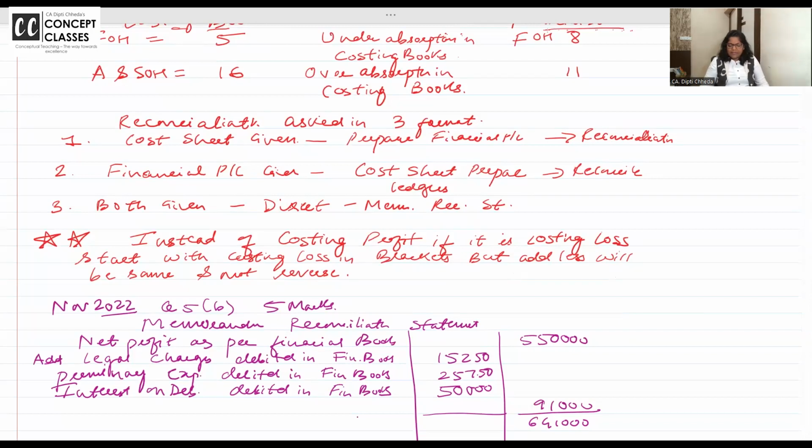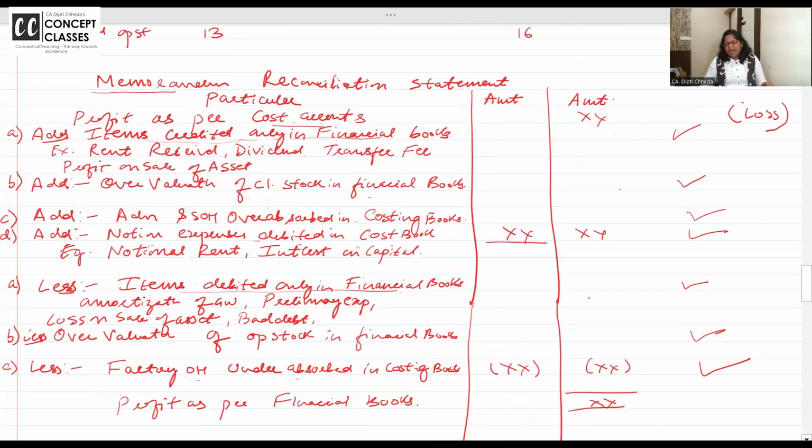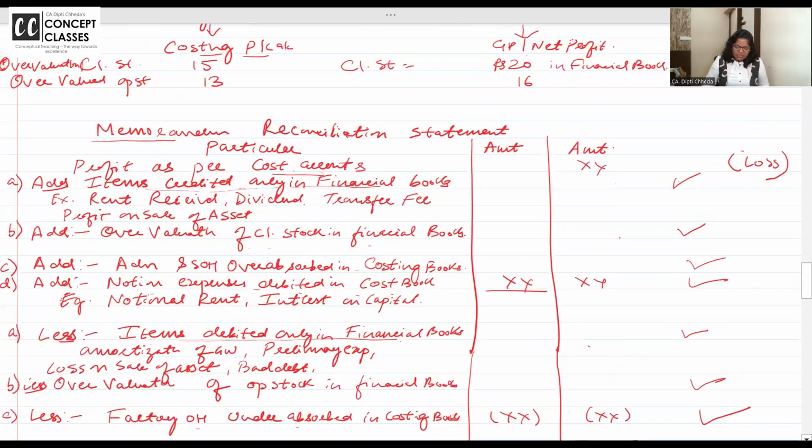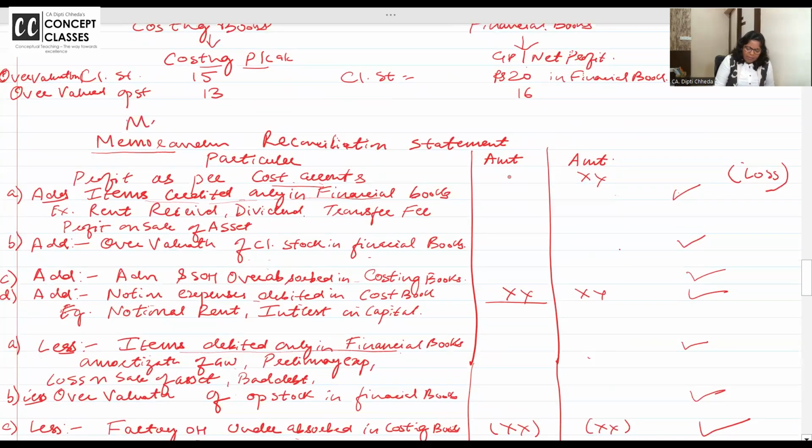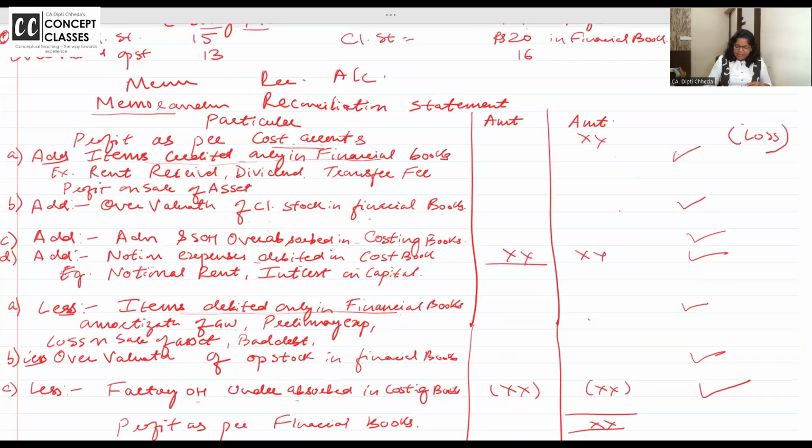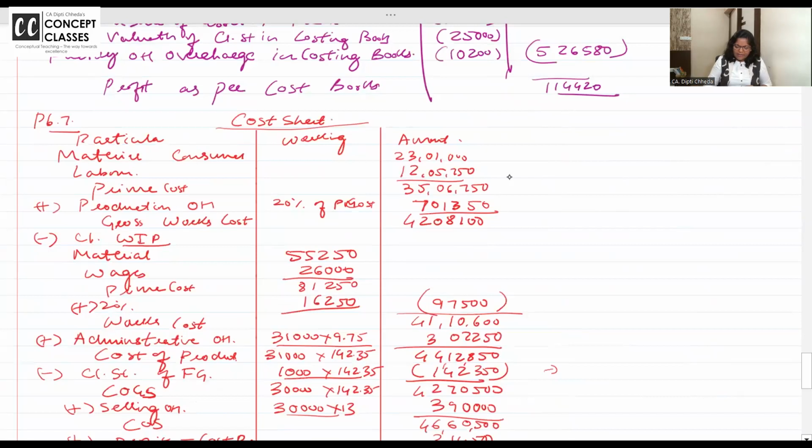ठीक है? Right. अच्छा. Ma'am, they asked memorandum reconciliation account. I didn't know what was account. So I just did add and less because I was very perfect. Should you do like that?